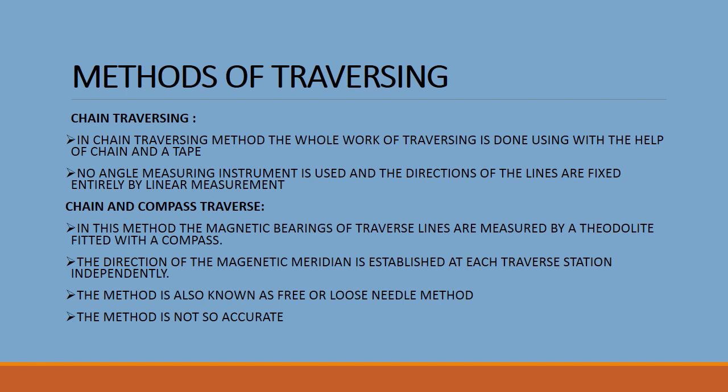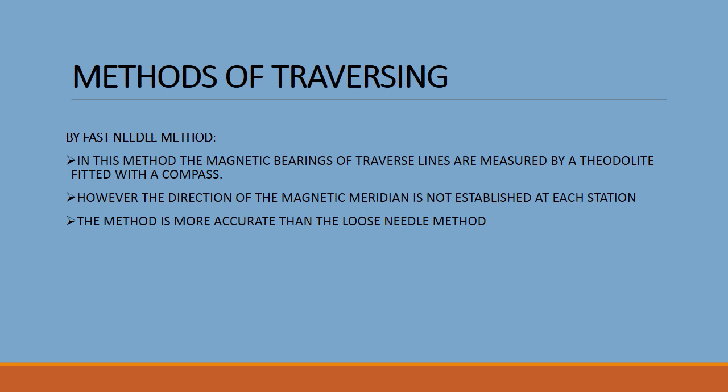Now let's see the next, that is our fast needle method. In this method, the magnetic bearings of the traverse lines are measured by a theodolite fitted with a compass, same as we have used in the loose needle method. However, the direction of the magnetic meridian is not established at each station. Here, the difference is that the direction of the magnetic meridian is not established independently for each station. The method is more accurate than the loose needle method.